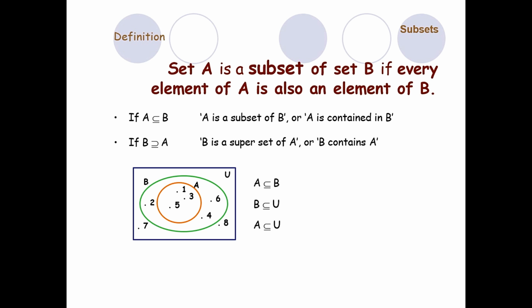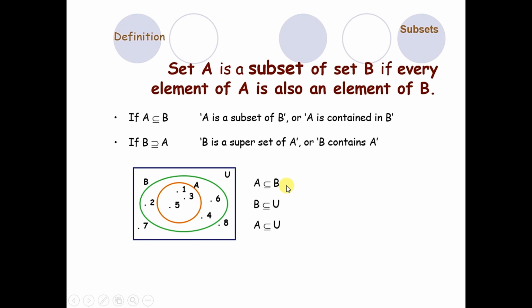Okay, as you can see in this figure, A is inside of B. So A here is a subset of B, while B is the superset of A. However, we have here the universal set, which is the superset of all. So therefore, we can also say that A is a subset of U, B is a subset of U, and A is a subset of B. So these are the denotations.